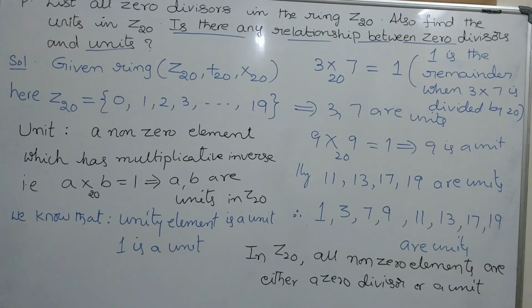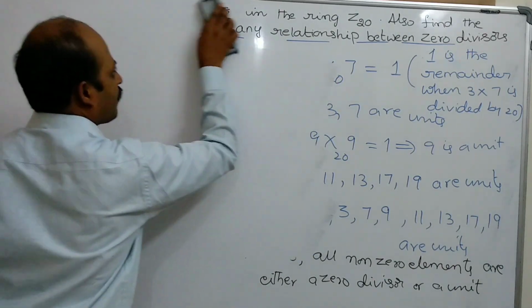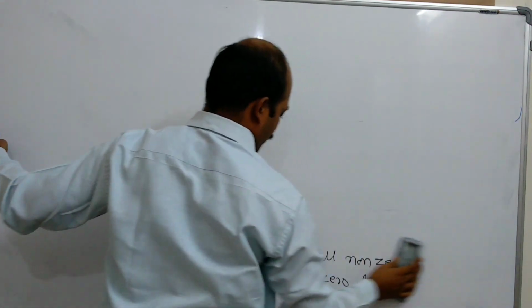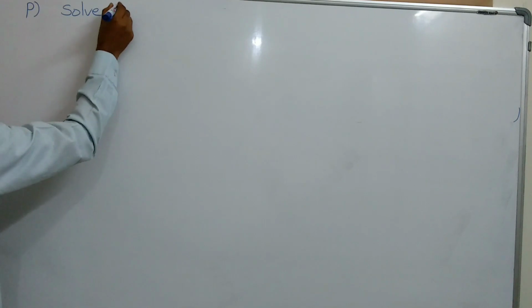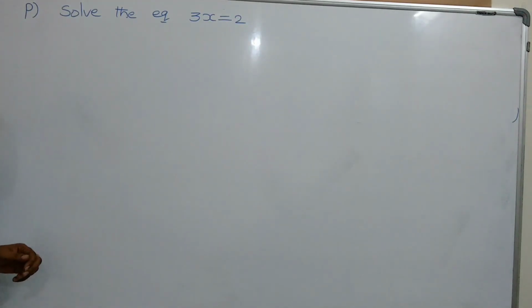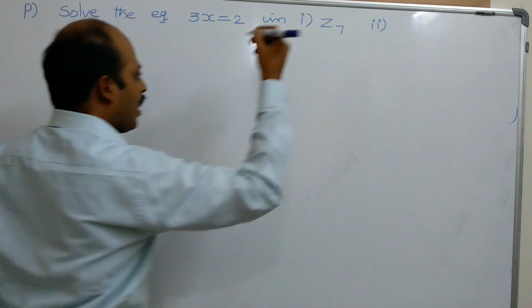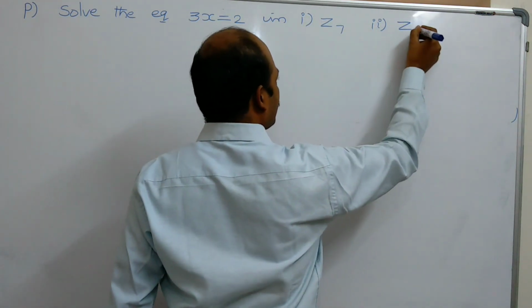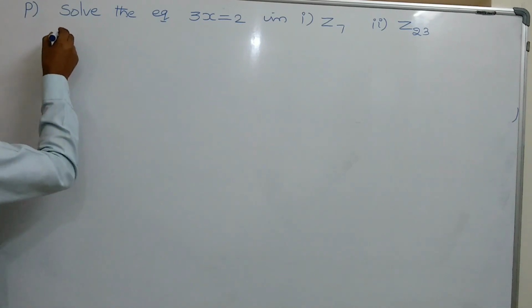The next question, solve the equation 3x is equal to 2 in the ring Z7 and also in the ring Z23. Solution.